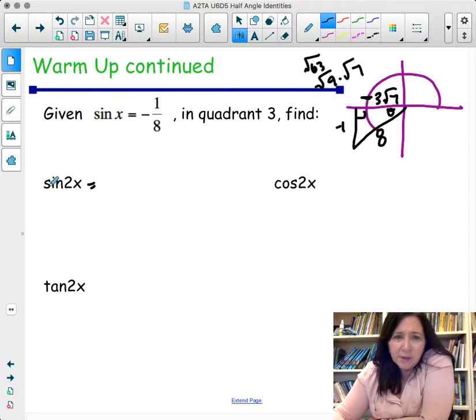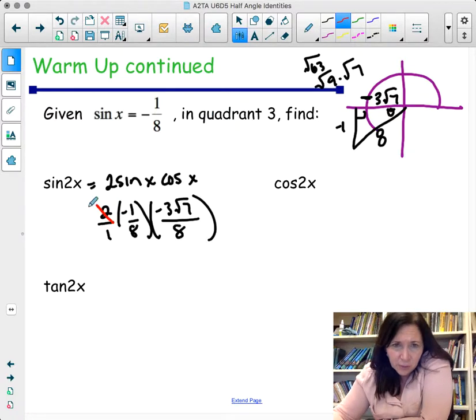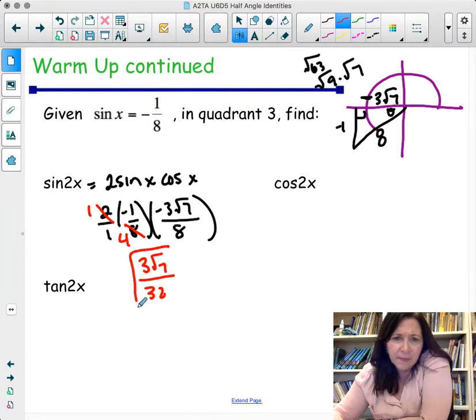So sine for the double angle formula is going to be 2 sine x cosine x. So it'll be 2 times sine. Sine is given, so that's negative 1 over 8, times cosine, which is adjacent over hypotenuse. And so I can actually cancel my 2 with one of these values here. A negative times a negative is a positive. So now I have 3 root 7 all over 32. Okay, so that's sine of 2x.